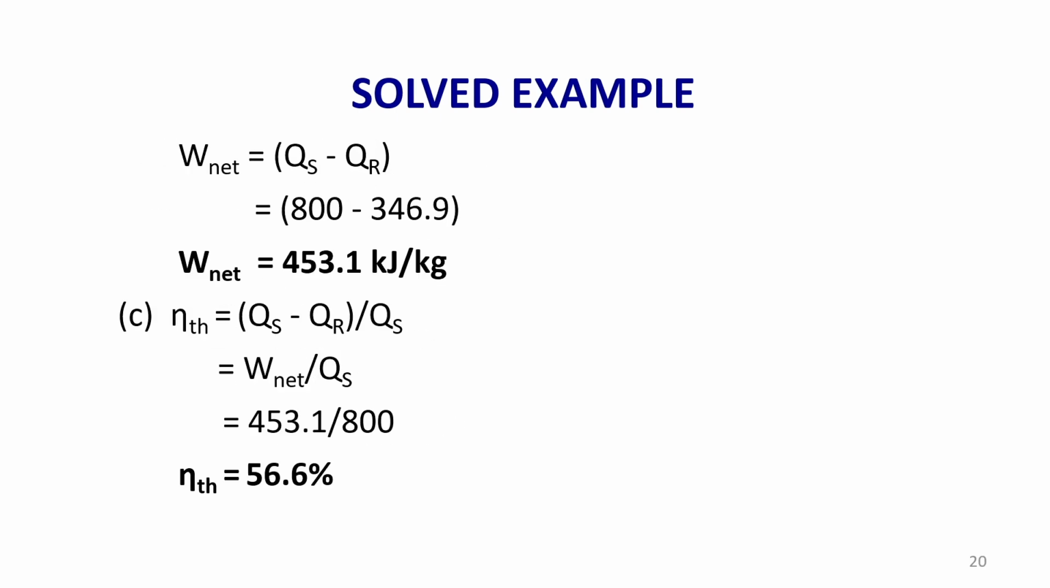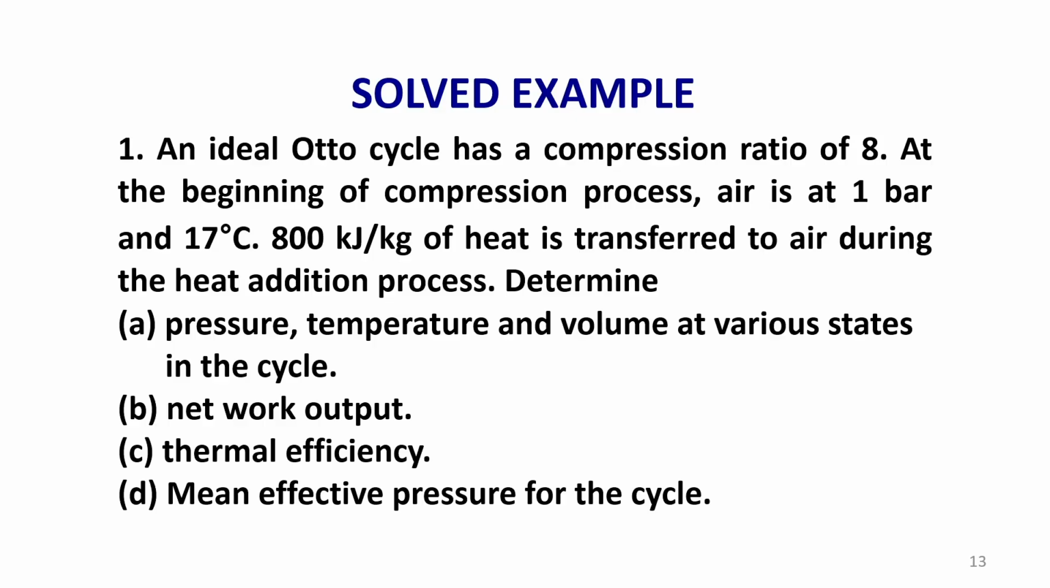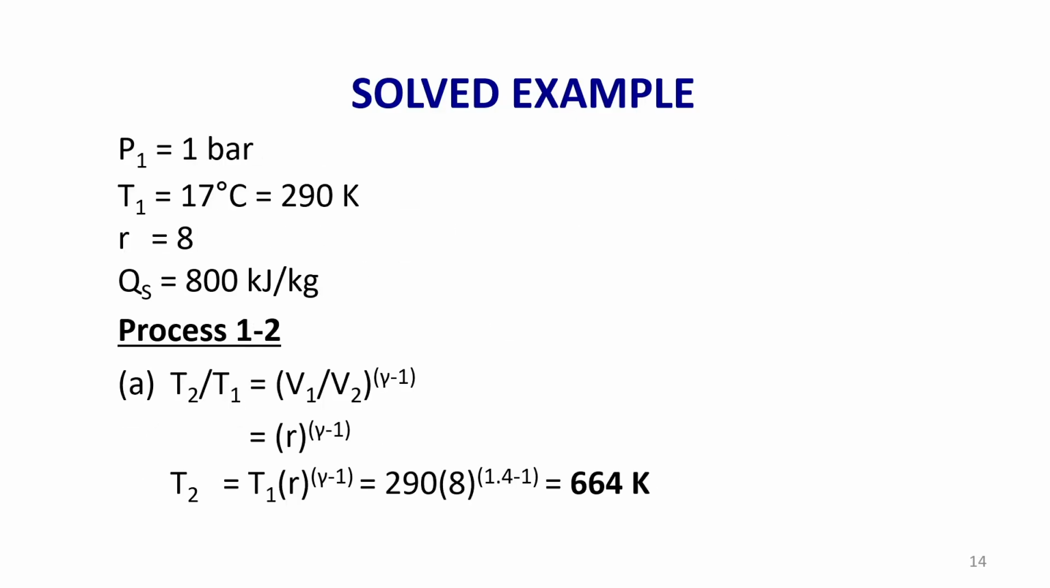Okay, so what is the first question? We have to find out the pressure, temperature and volume at various state points in the cycle. That means we know the pressure and temperature at 1. We do not know the pressure and the temperature at state points 2, 3 and 4. So, that we have to find out, and also the volume. So, it is a quite lengthy problem. Okay, we will try to finish it in this lecture.